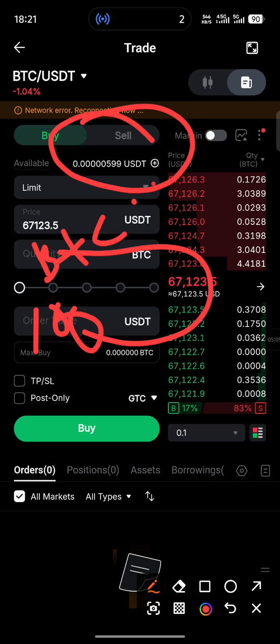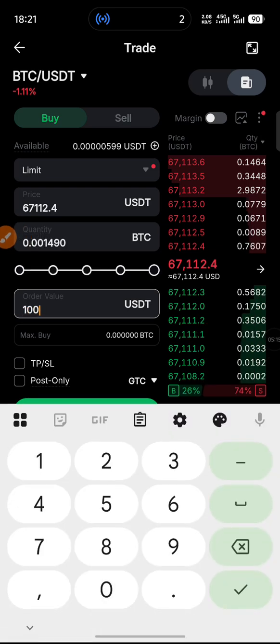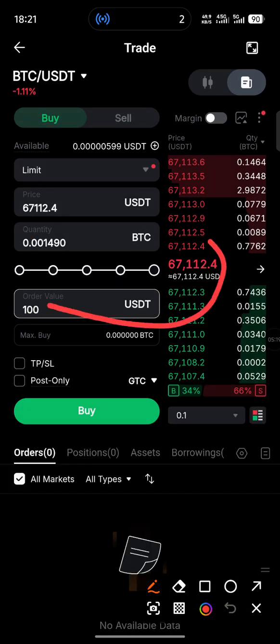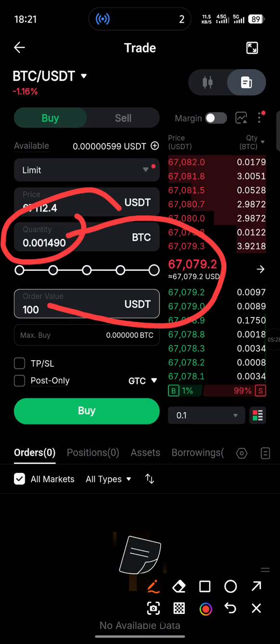So whatever you input here, the equivalent will be appearing here. Let's say we're using 100 USD. You can see that 100 USD is now equal to 0.001490. You can see right here. That is the equivalent you're going to get.